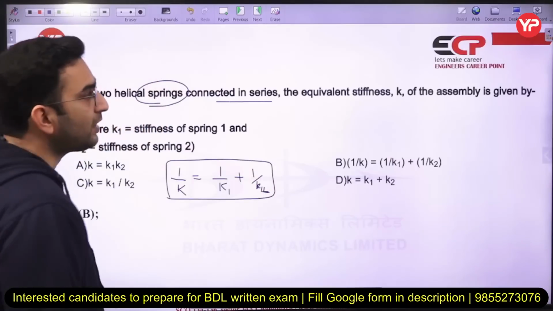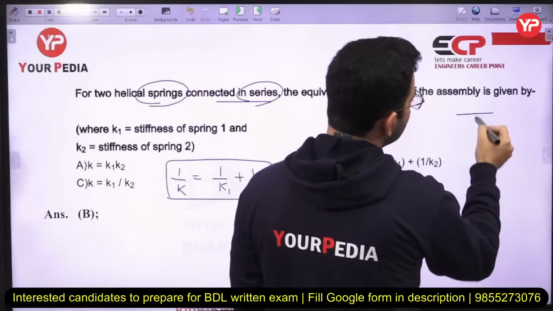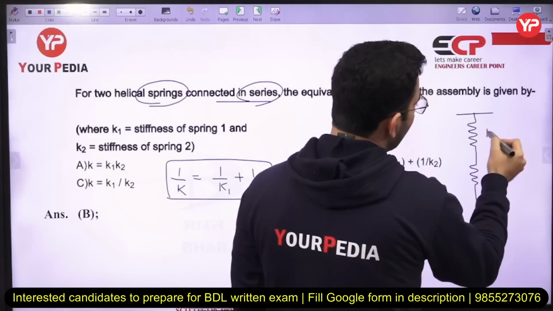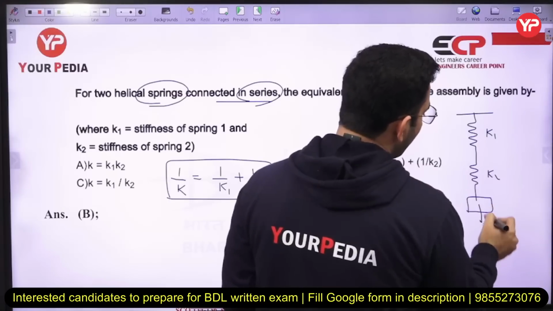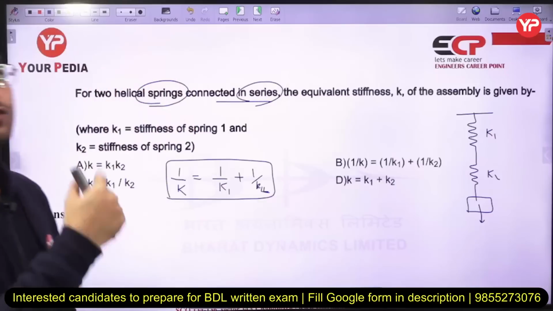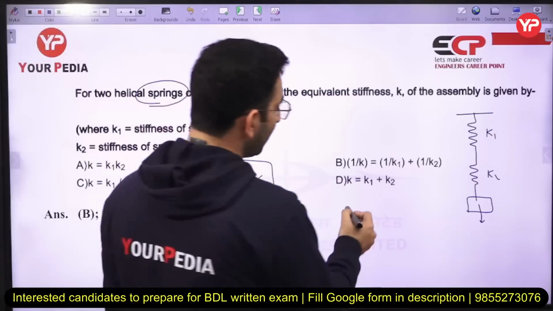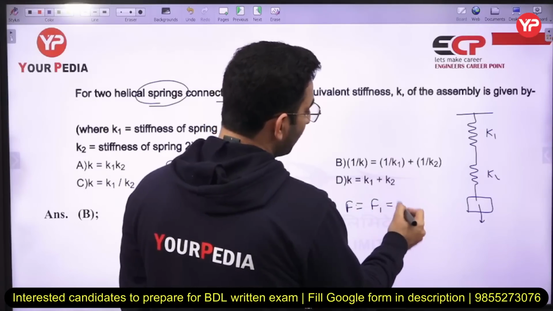Okay, how can you say that? Because here the springs are connected in series. So let us say you have a simple spring and two springs connected in series, and both springs have stiffness K1 and K2. If you apply the weight here, what will happen? The same amount of force is going to be exerted in both cases. So you can see F is equal to F1 is equal to F2 here.